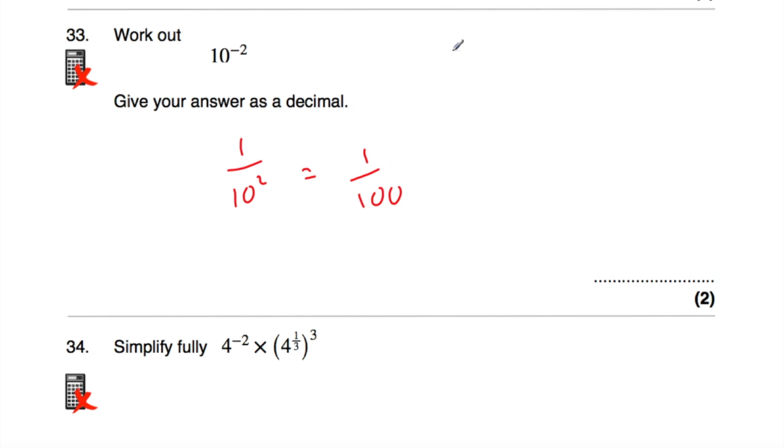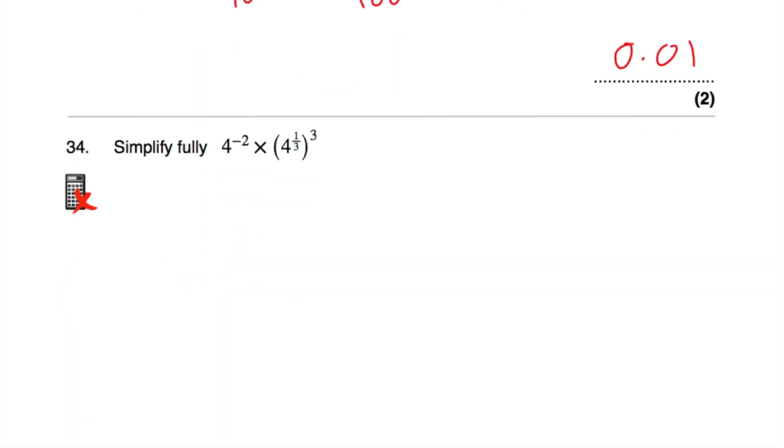Now a hundredth, well, remember our place value, we've got units or ones, a decimal point, then we've got tenths, and then we've got hundredths. So we've got 1/100th, so that'd be 0.01. Alternatively, you could do the numerator divided by the denominator, and 1 divided by 100 would be 0.01. Okay, let's look at our next question, question number 34.